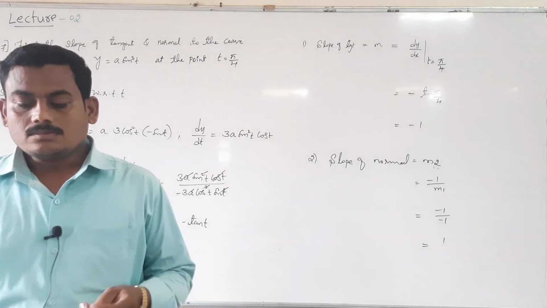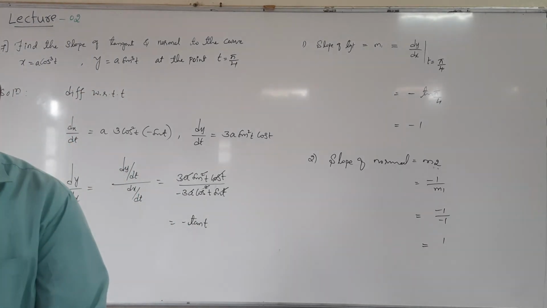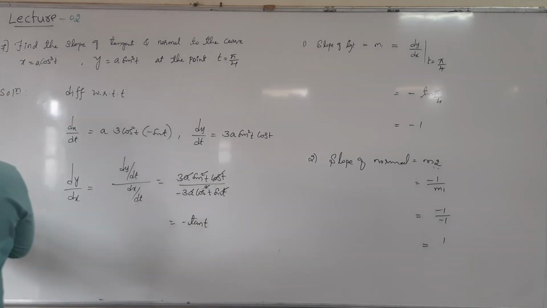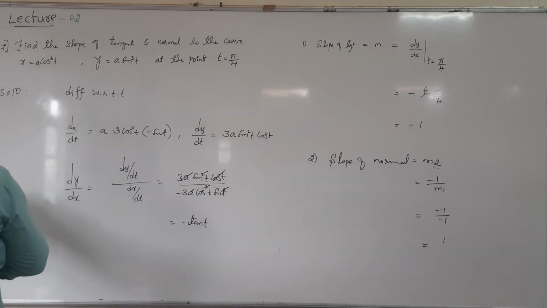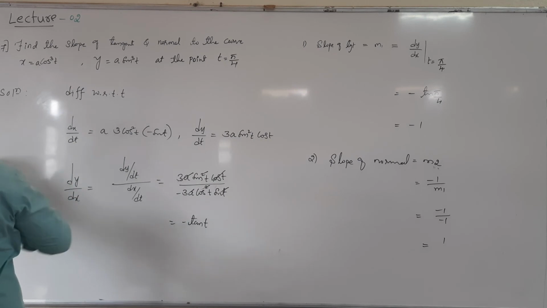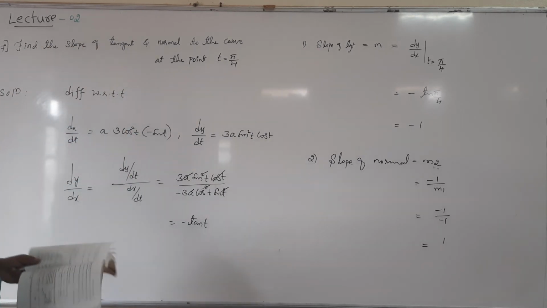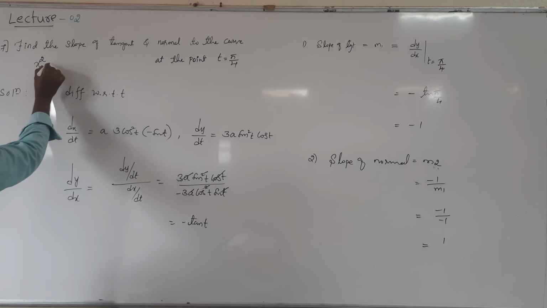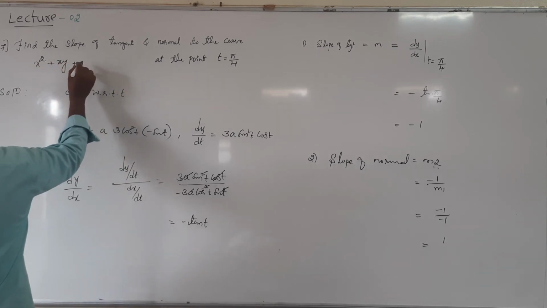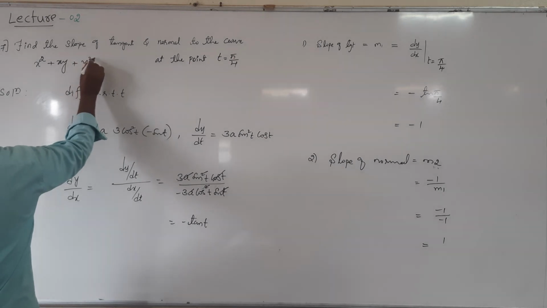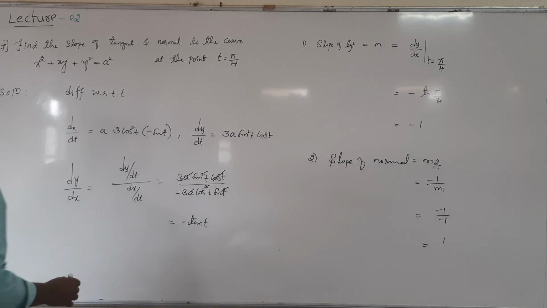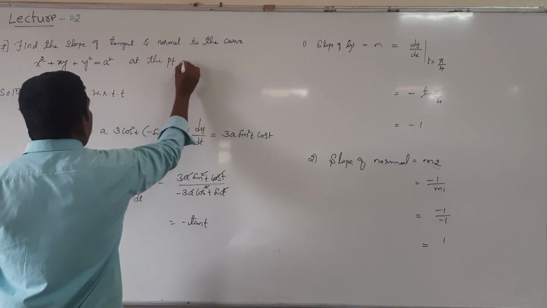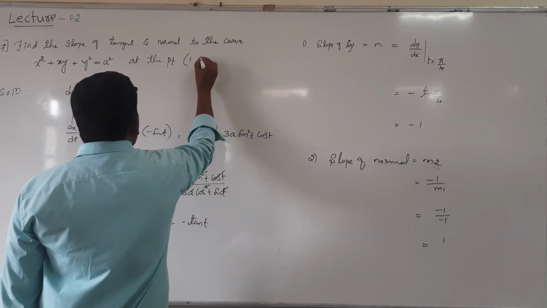Next problem. Find the slope of the tangent and slope of the normal to the curve x square plus xy plus y square is equal to some constant a square at the point 1, 1.